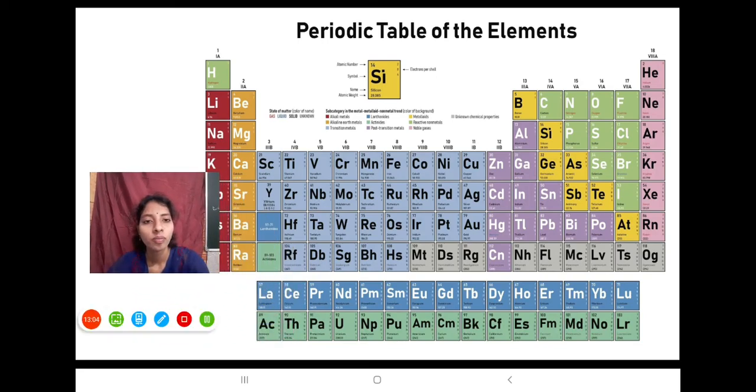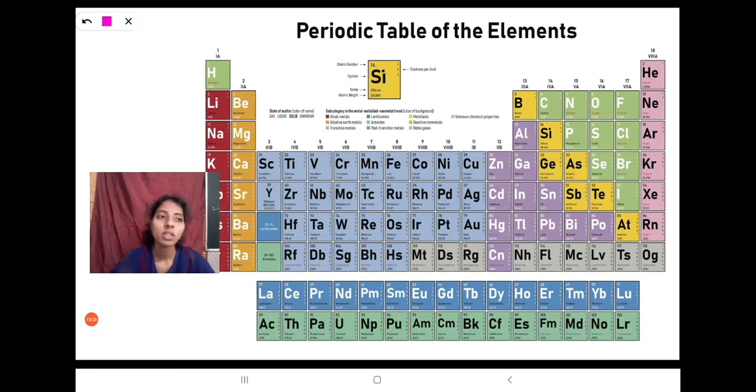See here, now come to the right side part of the periodic table. Here we have 3rd A group, that is here. The valency of the 3rd A group is 3. There is no special name for these elements. So we can call these elements the 3rd A group, or we can say this is a boron family.